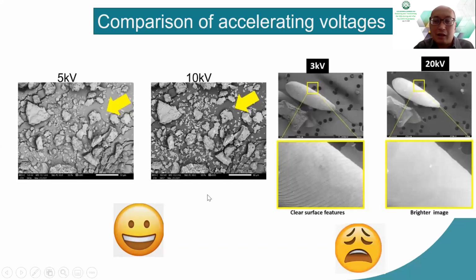Acceleration voltage plays a good part in electron microscopy. 5 kilovolts is usually around 5,000 volts, and then this is 10,000 volts. You can see the difference. This is for the secondary image. Whereas for this one, at 3 kilovolts, you can see the surface features of this sample. Whereas if you move up to 20,000 volts, the details of the surface are gone, because a higher acceleration voltage means higher penetration into the surface, and then you see less detail on the surface.